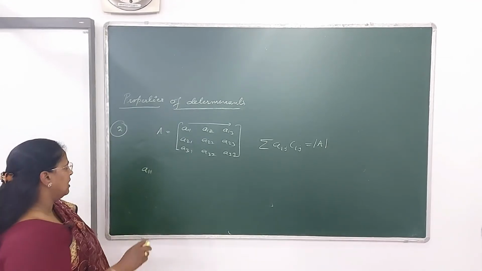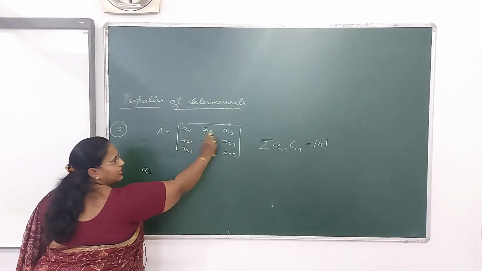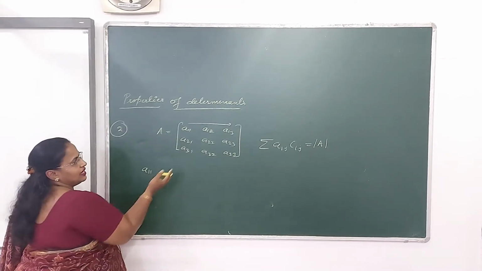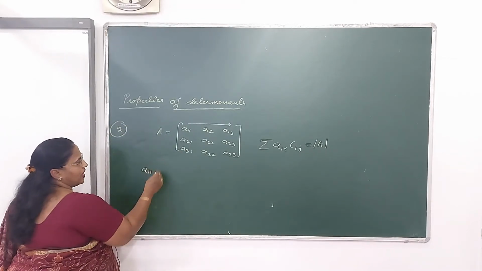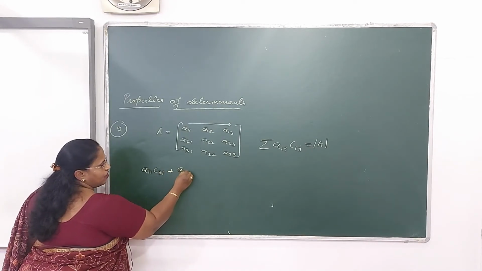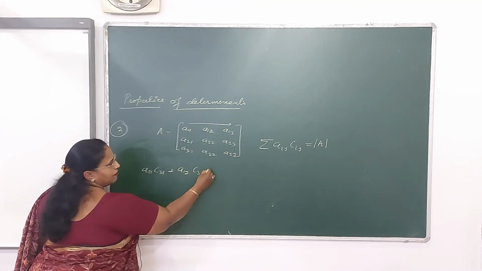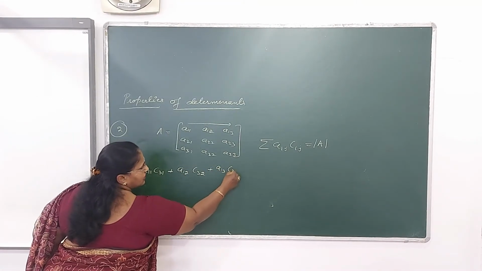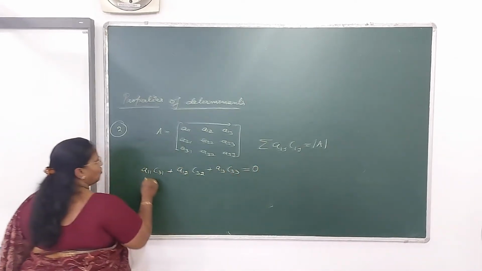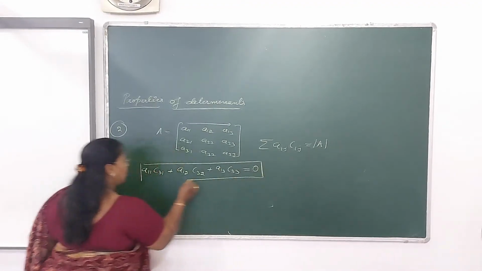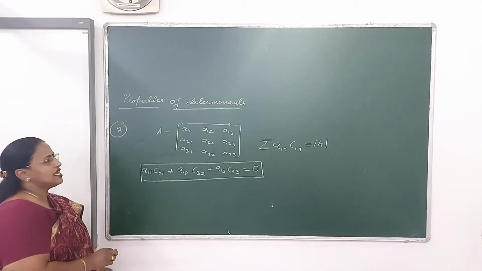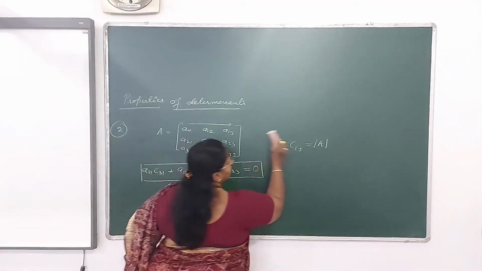What I mean to say, A11, this is I am taking the elements of first row and the cofactors I am taking are either of second or third. So let us take the cofactor of the third row. So A11 when multiplied with C31 plus A12 into C32 plus A13 into C33, then the summation of this will result 0. Now this is applicable to any of the row or any of the column. So this is the second property.